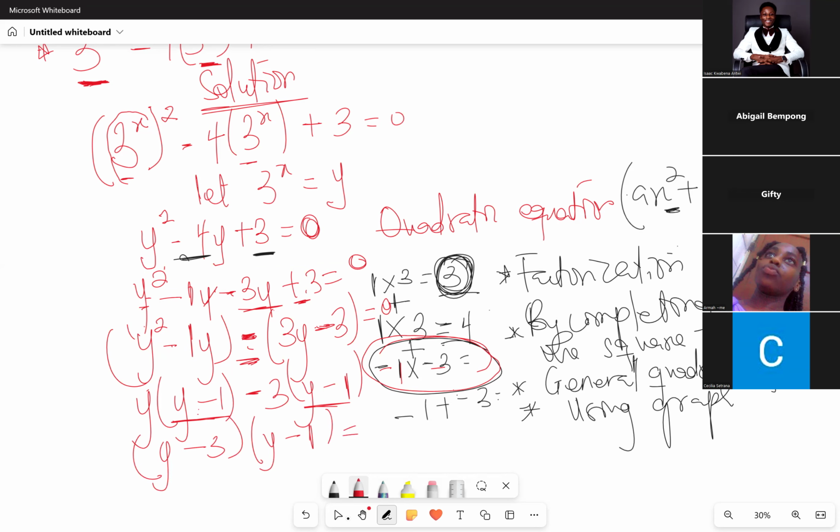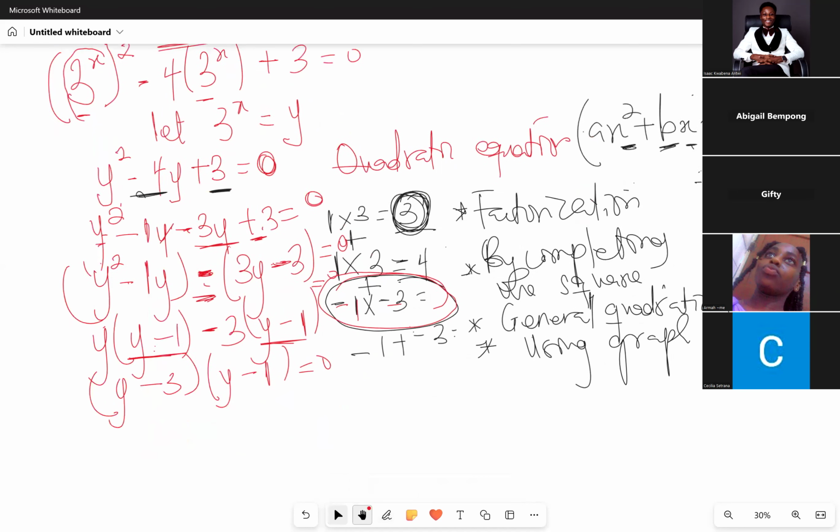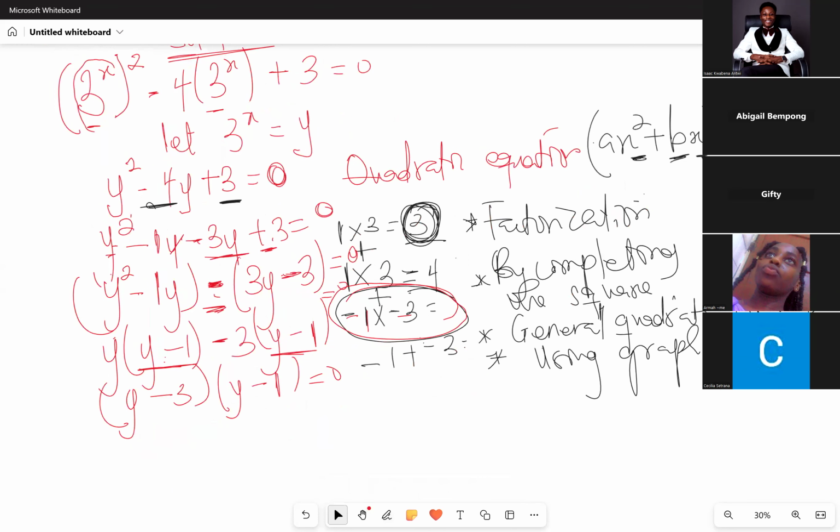Oh my goodness, I should have said equals 0. Equals 0. There is no space. Equals 0. Okay? Please, I hope you can see, because they are all equal to 0. I hope you can all see. Yes, sir. Thank you.